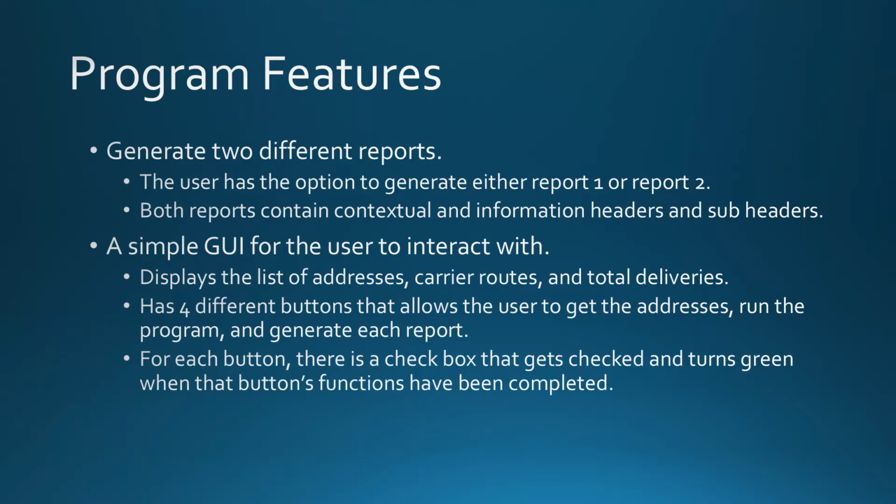Here we display the list of addresses, carrier routes, and total deliveries. We also have 4 different buttons here that allow the user to get the address, run the program, and generate each report. For each button, there is also a checkbox that gets checked and turns green when the button's function has been completed.